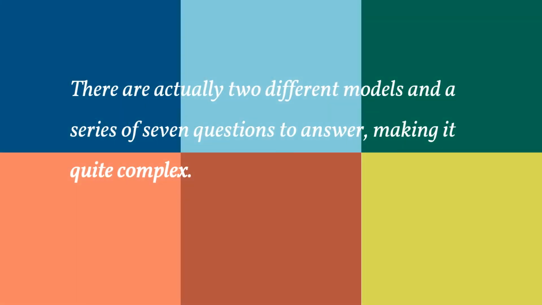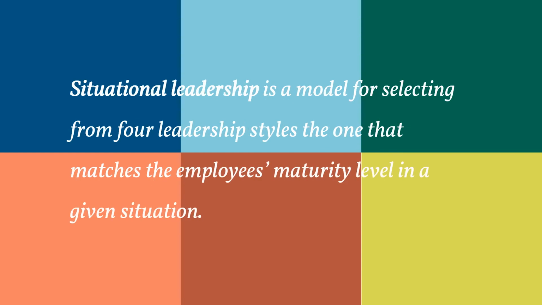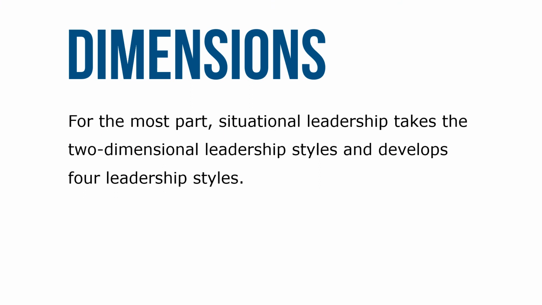Although the normative leadership model is primarily a leadership model, it's also used to determine the level of participation in decision making. There are actually 2 different models and a series of 7 questions to answer, making it quite complex. Situational leadership is a model for selecting from four leadership styles the one that matches the employee's maturity level in a given situation. For the most part, situational leadership takes the two-dimensional leadership styles and develops four leadership styles.